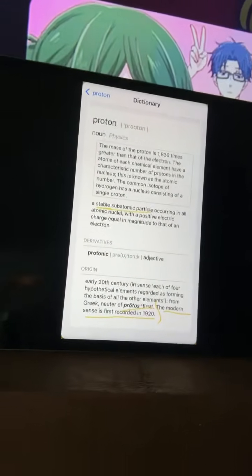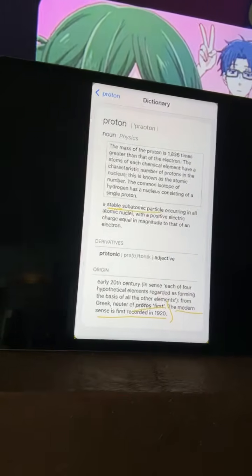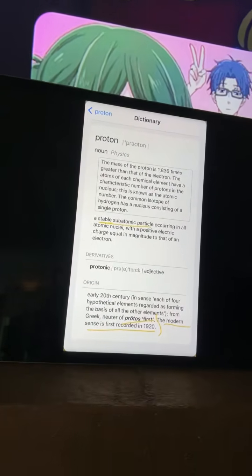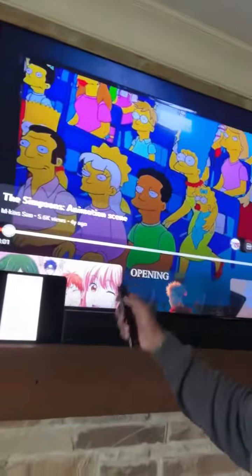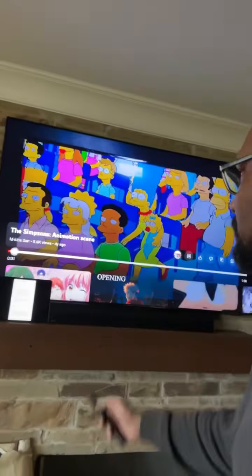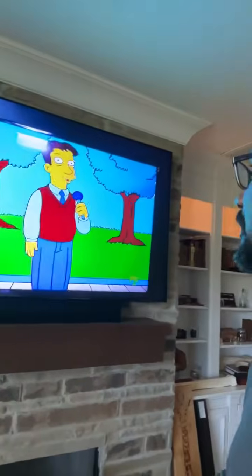But here's where we get to the etymology. Proton means first. In modern terms, it means first, recorded in 1920. But let's go deeper than that. We're going to go over here. In this scene, Cryptolycan just did a decode on this today, but I'm going to add my 2 cents to it. Let's go into it.